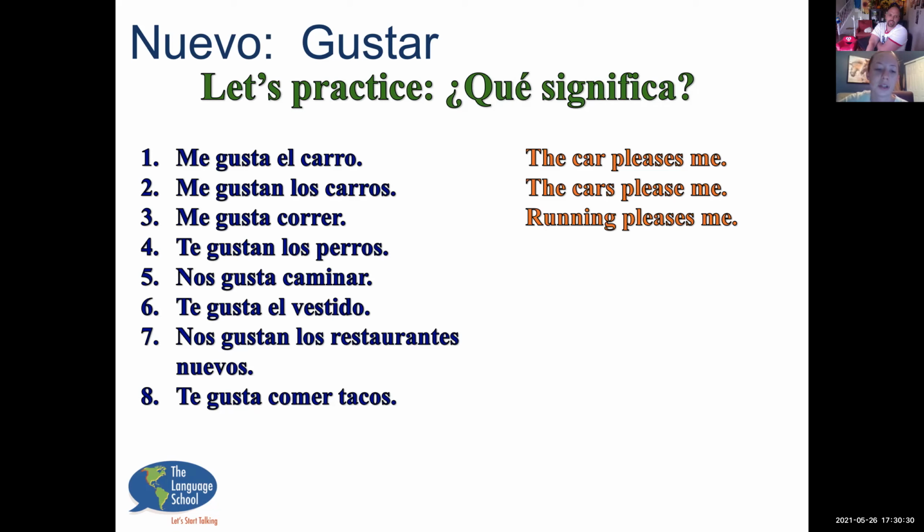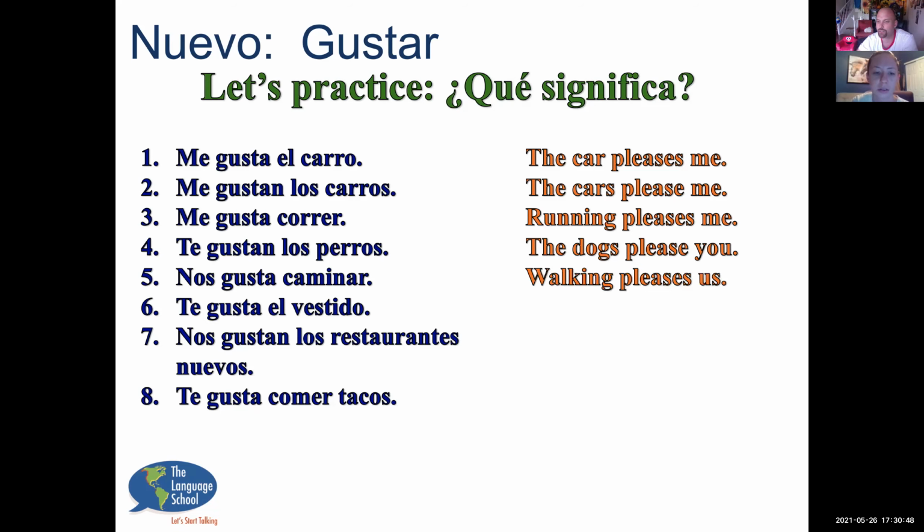Okay. ¿Te gustan los perros? You like the dogs. Good. ¿Nos gusta caminar? What you said is fine too. I accept that 100%. ¿Nos gusta caminar? We like to walk. ¿Te gusta el vestido? You like the dress.